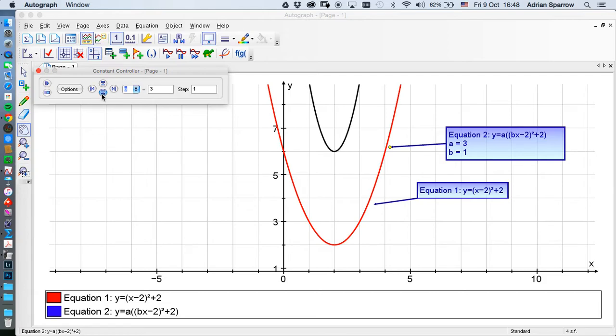And all the time, note that the vertex is moving vertically. The horizontal vertex point never shifts from this line. And that's how I know that it's a vertical stretch.